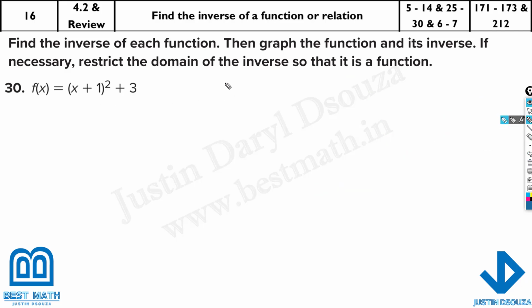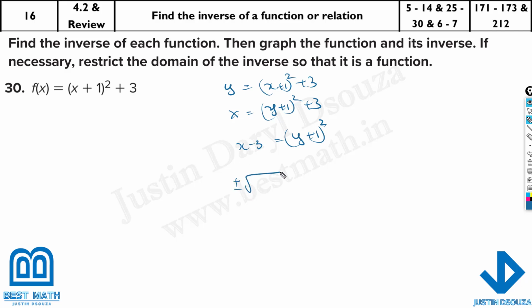Now this one has some difference. Let us solve this up, then I'll tell you what it is. y equals (x plus 1) the whole square plus 3. Here we will swap it. x is equal to (y plus 1) the whole square plus 3. And then we'll take this 3 to the other side. x minus 3 is equal to (y plus 1) the whole square. Here now, how do you remove this? We have to take square root on both the sides, isn't it? We take the square root on both the sides.